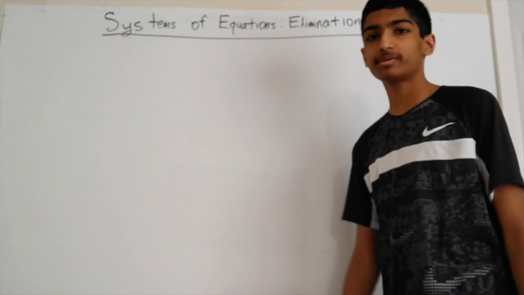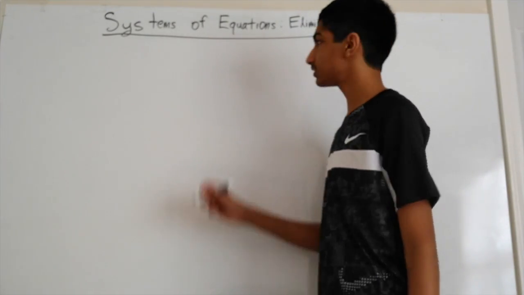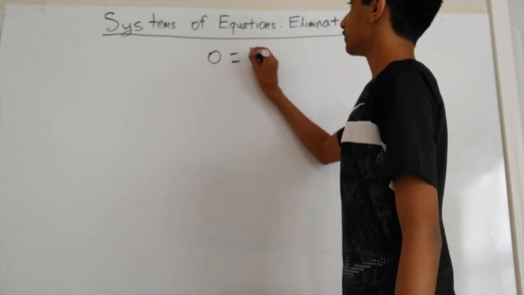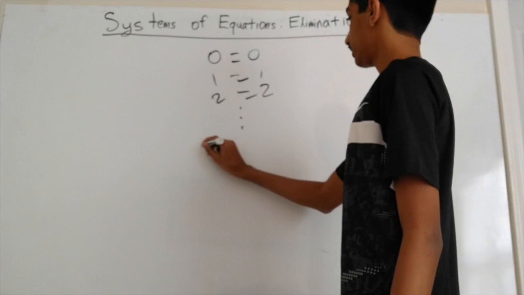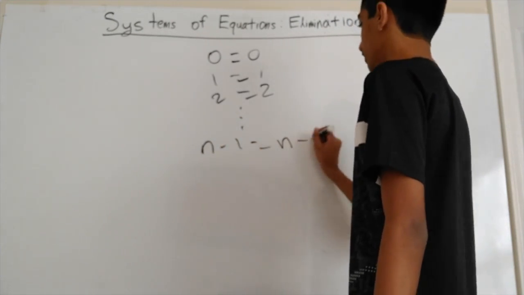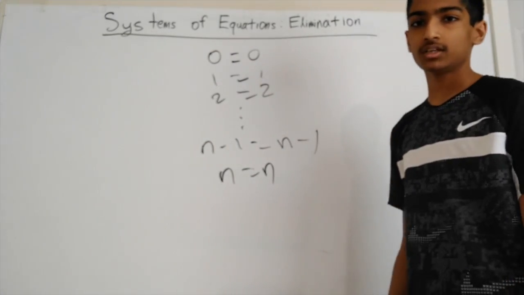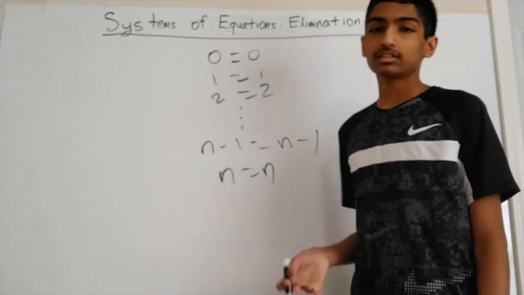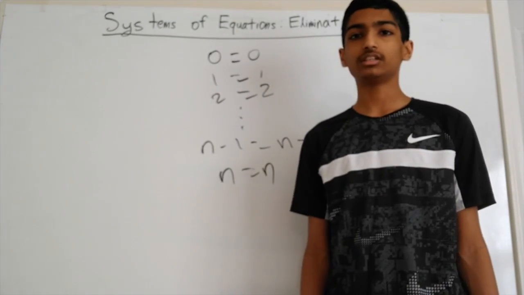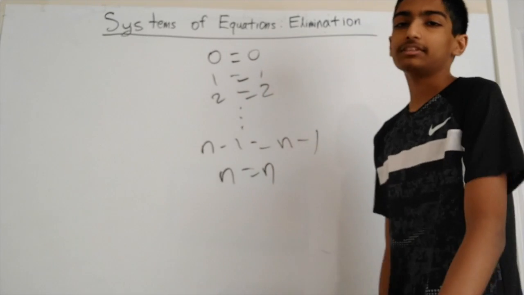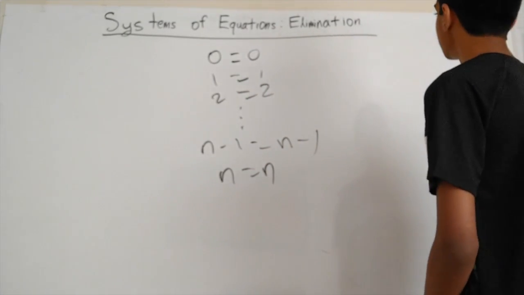Okay, so let's look at some special cases using systems of equations. So if you ever get the case 0 equals 0, 1 equals 1, 2 equals 2, n minus 1 equals n minus 1, n equals n. If you ever get any of these cases, even the ellipses, what you get is you have an infinite systems of equations. And what I mean by that is you have the same line. So let's use the systems of equations.